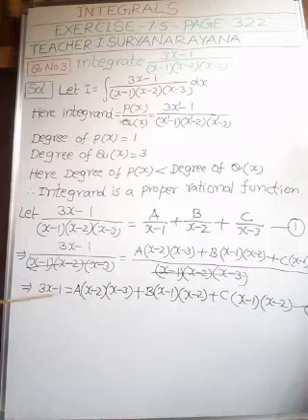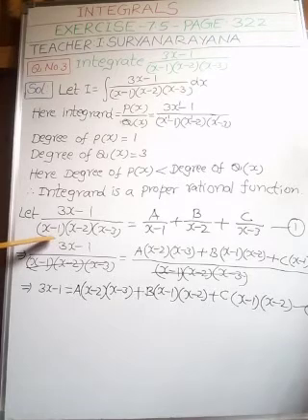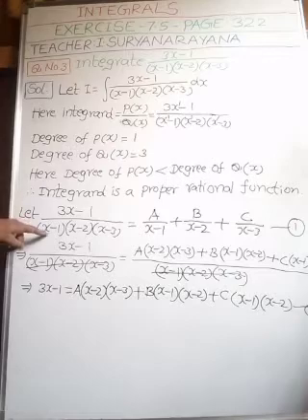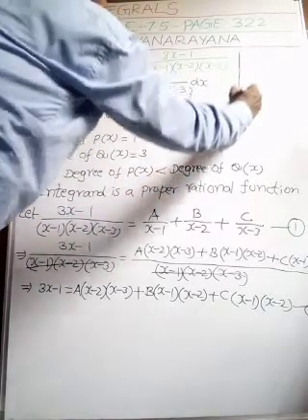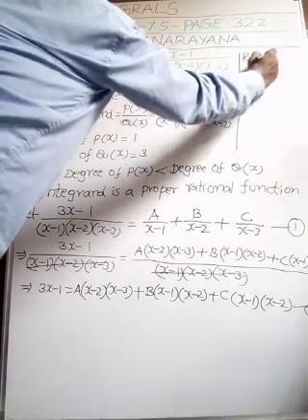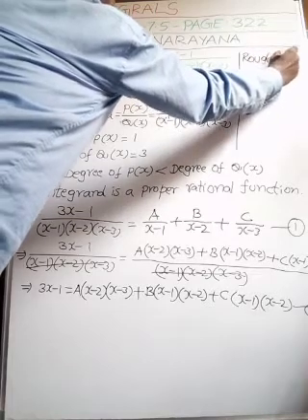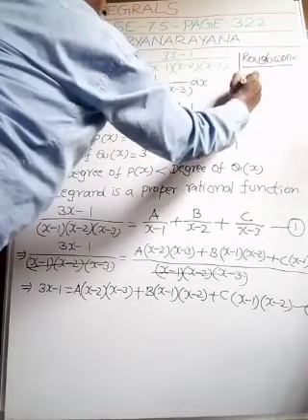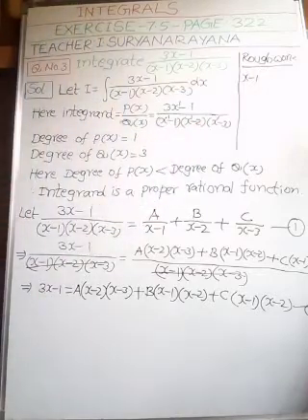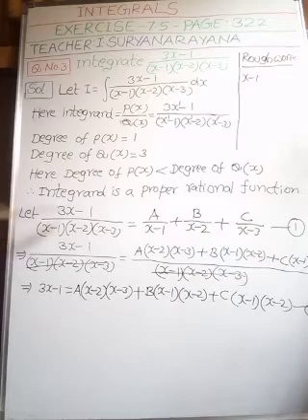Now, we have to find the values of A, B and C. Then, what are the steps we followed here? In the first question, what is the first factor here? X minus 1. X minus 1 is the first factor. So, in rough work, I told you, take the first linear factor. Here the first linear factor is x minus 1. In the integrand, the first linear factor is x minus 1.